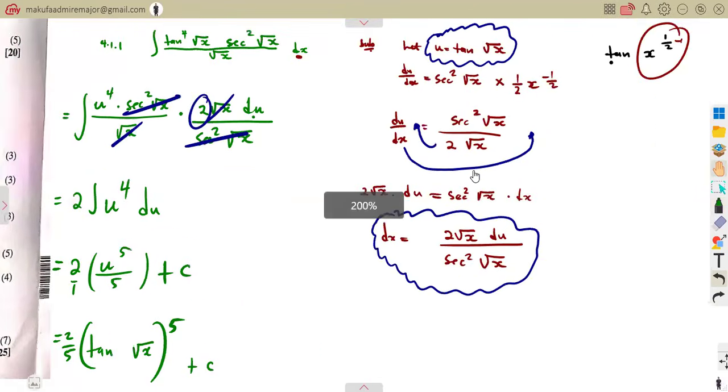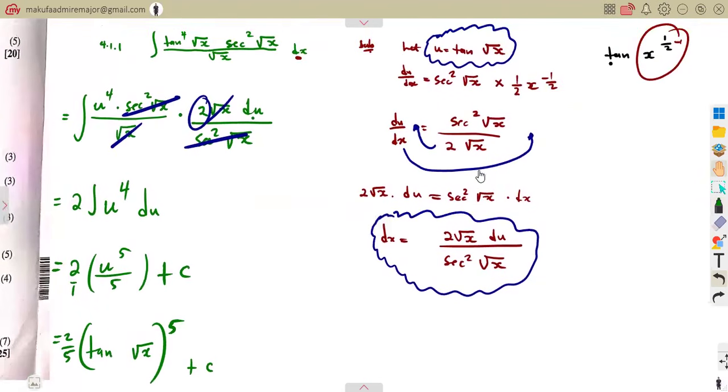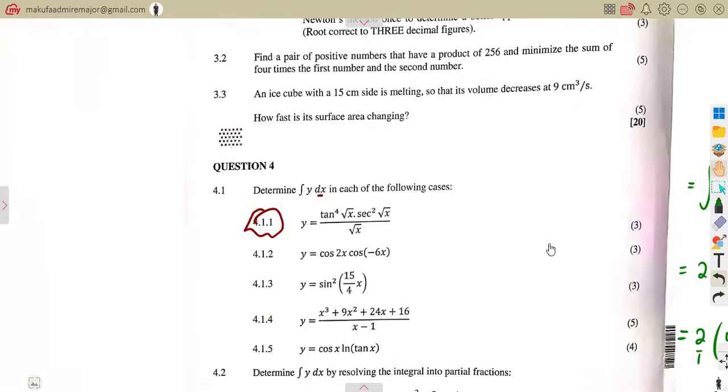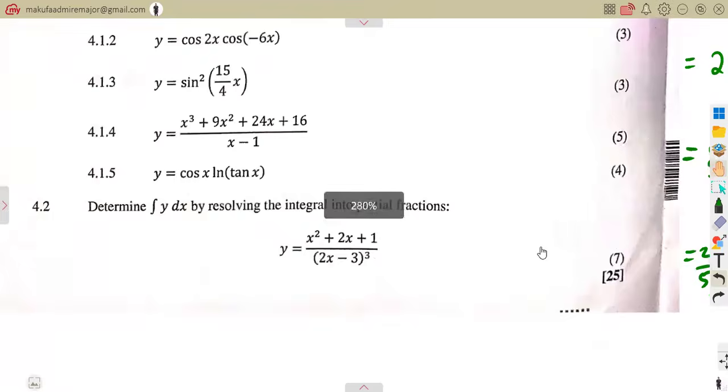So I do not know, guys, which method you think you're going to use, or which substitution you think was going to work.